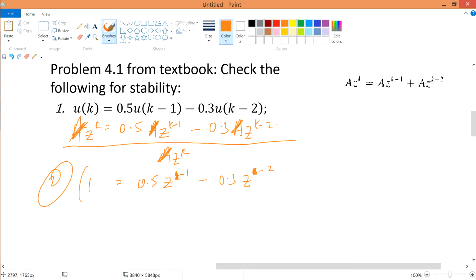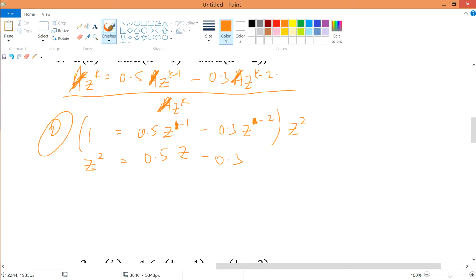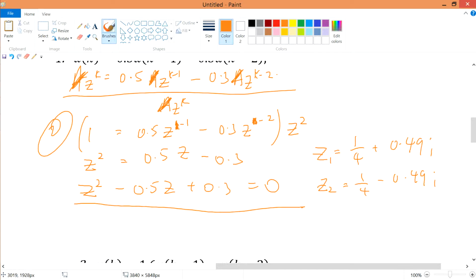I'll multiply everything by z square, and what I have is this equation. Now I want to solve in terms of quadratic, so I will have minus 0.5z plus 0.3 equals to 0. I'm just simply putting all these values over to this side. Now I solve for the roots. What do I have? Z1 and Z2 as a real and an imaginary system.